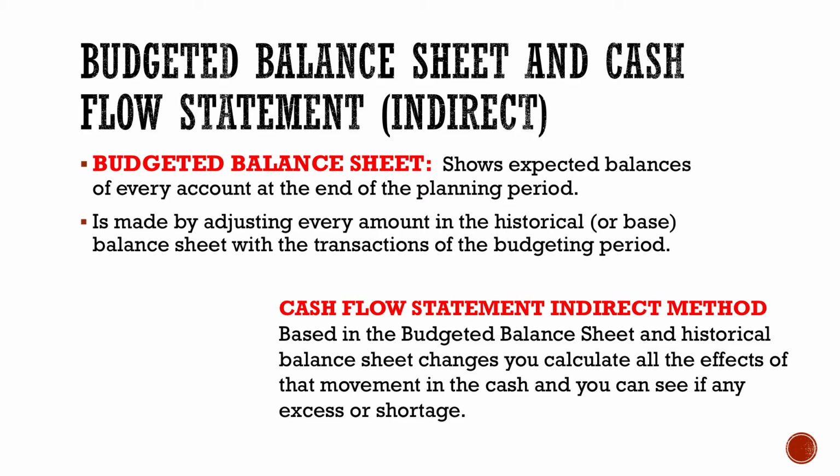And the cash flow statement using the indirect method is based on the budgeted balance sheet and historical balance sheet changes, and you calculate all the effects that movements have on cash, so you can see if any excess or shortage is there. Let's explain this a little bit further.